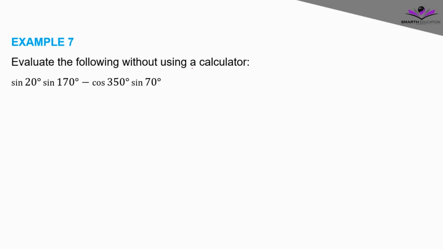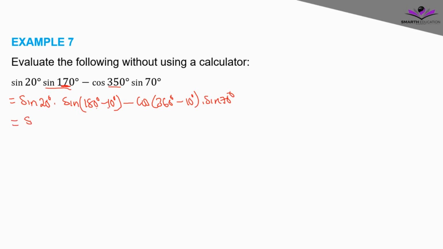Evaluate the following without using a calculator. We have sin 20° and sin 170°. We can use the reduction formula here. So this is sin 20° times sin(180° − 10°), and then minus cos. This is in the fourth quadrant, so it's cos(360° − 10°). And then sin 170° is in the second quadrant, that's why I say 180° minus 10° there.